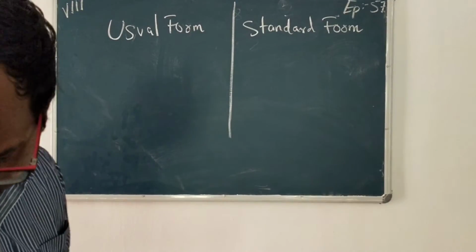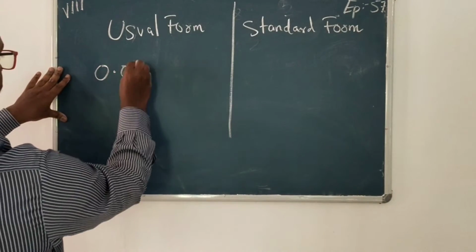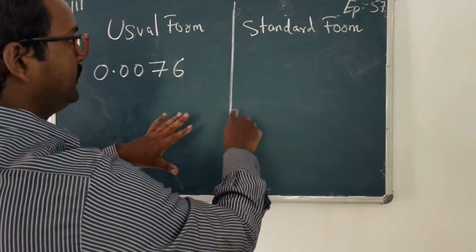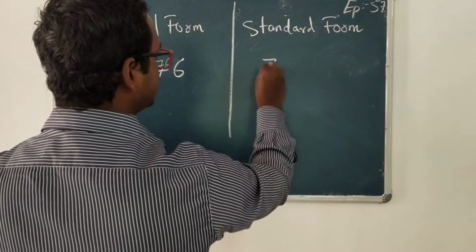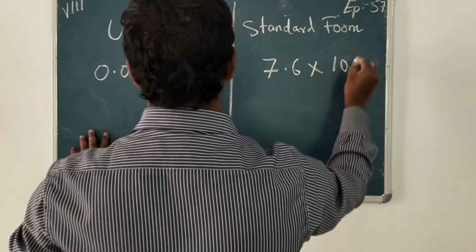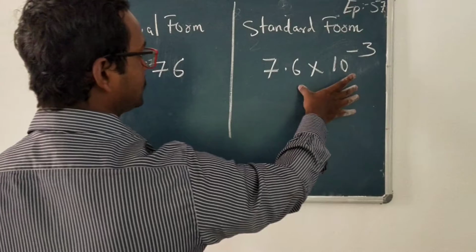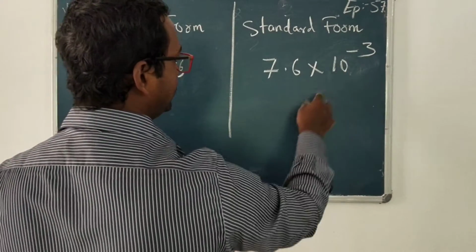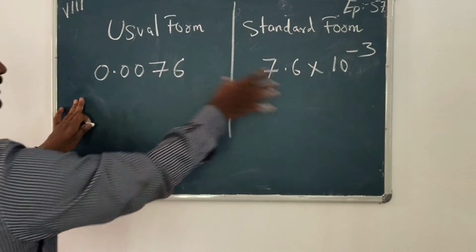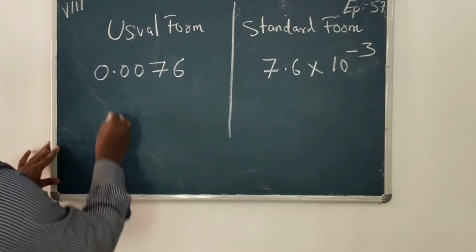Okay, usual form. When we are talking about usual form, if I wrote like this, this is usual form. The same thing can be expressed in standard form like this: 7.6 into 1, 2, 3 into 10 power minus 3. Whenever we express the power in terms of 10, and whenever we don't express it in this base form, we call it usual form. Okay, so many examples are like that.